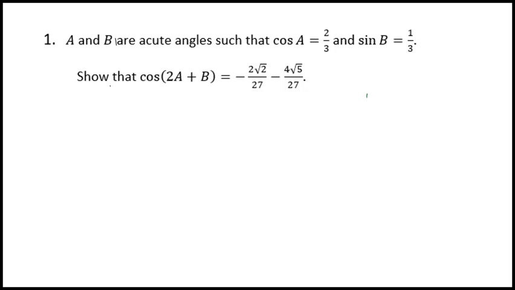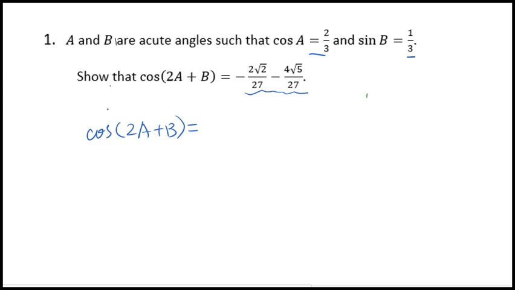This video is about compound angle and double angle identities. A and B are acute angles such that cosine A equals 2/3 and sine B equals 1/3. Show that cosine 2A plus B equals this. Let's analyze first. You know the cosine 2A plus B equals.